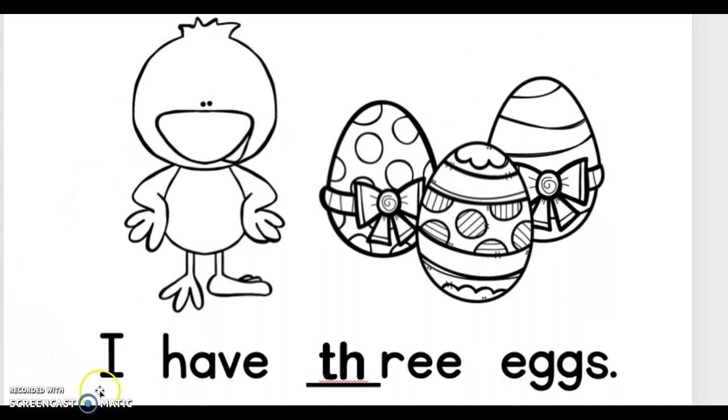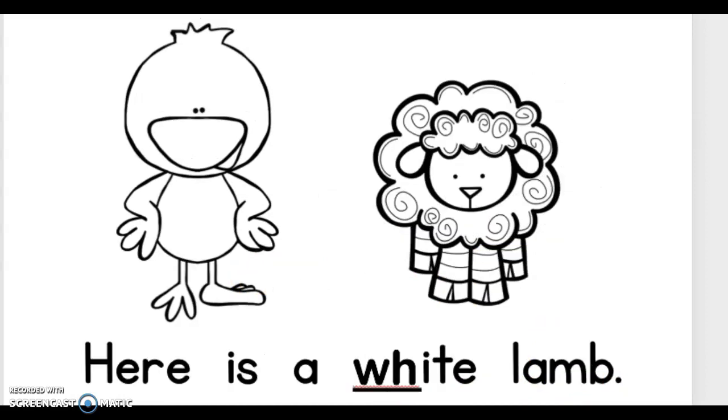The next page. I have... this word, I see the beginning digraph TH that says th. And you could actually add this R to it, which would make thr. And then you see double E. And remember, friends, what does Miss Ebony always say? Double E says E. It would be a long E. So you'd hear thr-ee. I have 3 eggs. And there are 3 eggs in the picture. Flip to the next page.